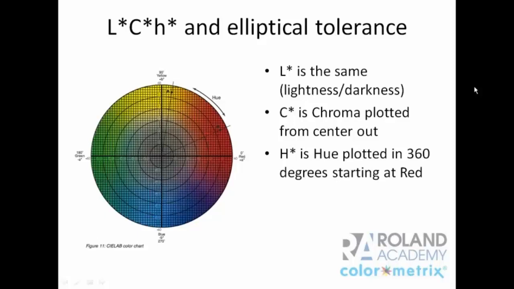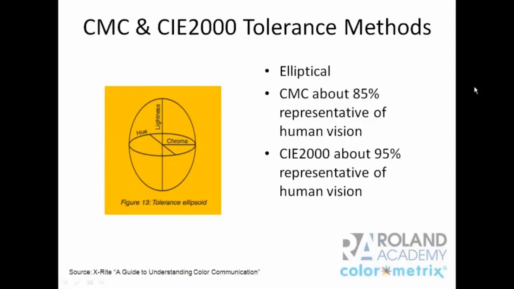It goes all the way around the circle, so it's 360 degrees, so it's essentially what they call a polar plotting method. Again, you don't necessarily need to know how it plots, but it does help to understand where the colors end up and how they end up there. What's more important is that that's the reason that many people have moved to both the CMC and now the CIE 2000 tolerance method of delta E. It's because instead of that cube, we now have an elliptical tolerancing method, which is much more reflective of the way the human eye works.